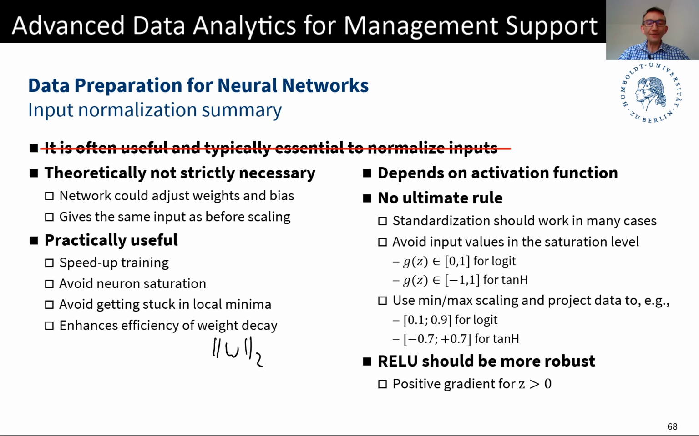And the -0.7 and the +0.7 is not set in stone. If you like 0.8, a little wider range, or even 0.9, do so. But generally, considering that the training data is only a sample and that you compute the minimum and the maximum that you need for your standardization, or the mean and the standard deviation, from the training sample, it is a good idea to leave a little bit of room and not exceed the whole value range of your activation function. The ReLU should be a little bit more robust here, because for any z greater than 0, it has positive gradients.